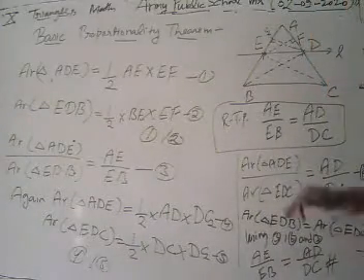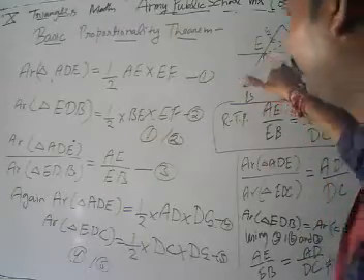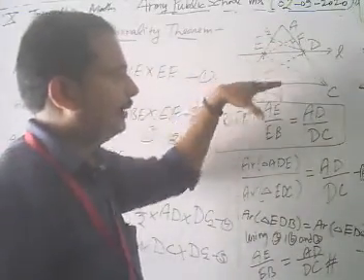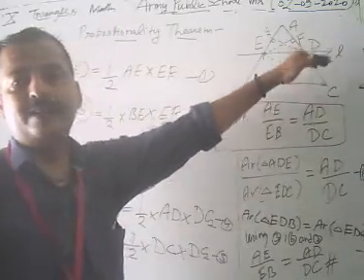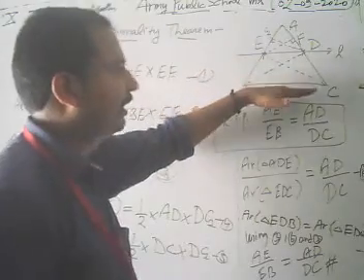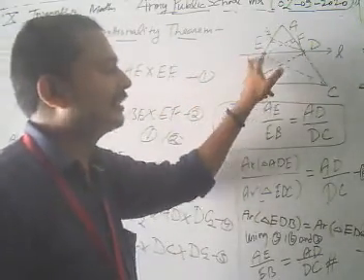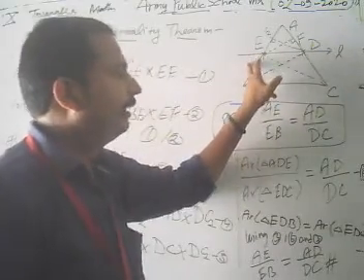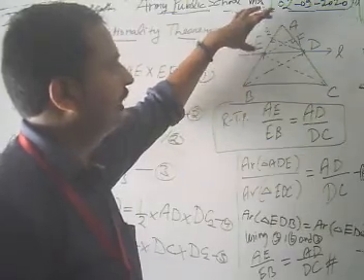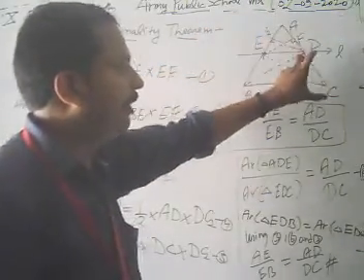drawn parallel to one side of a triangle, I am going to draw a line L parallel to our BC there. If a line L is drawn parallel to one side of a triangle, then it intersects the other two sides at distinct points D and E. The other two sides are divided in the same ratio, meaning we have to prove that AE upon EB is equal to AD upon DC.